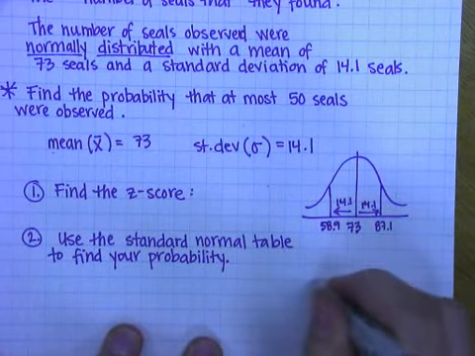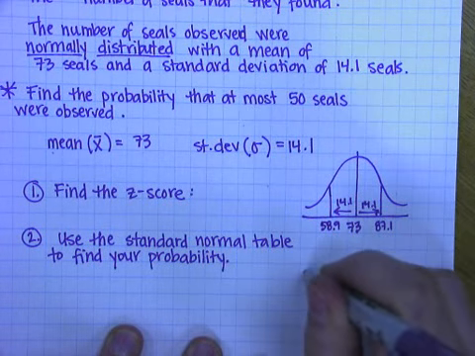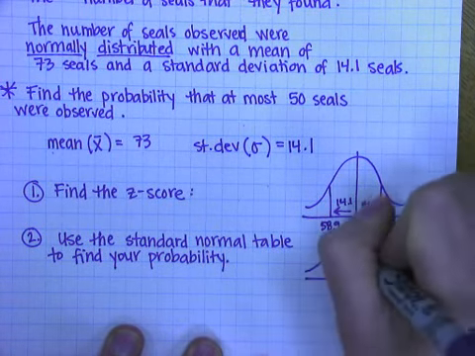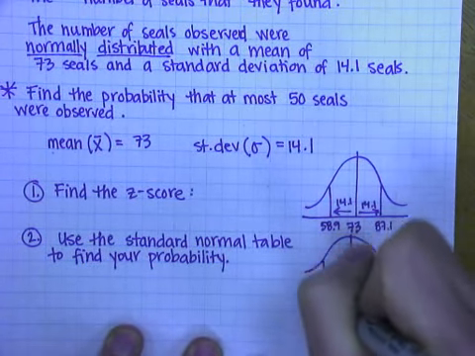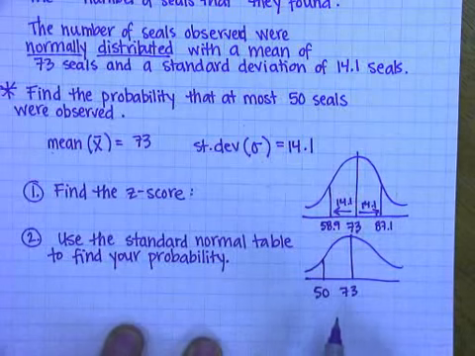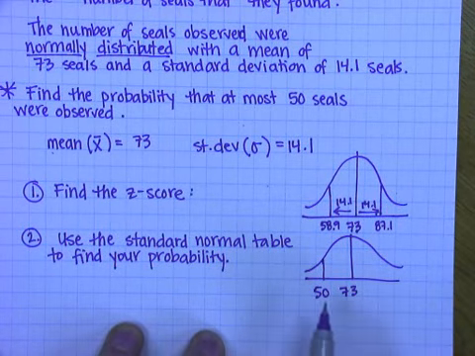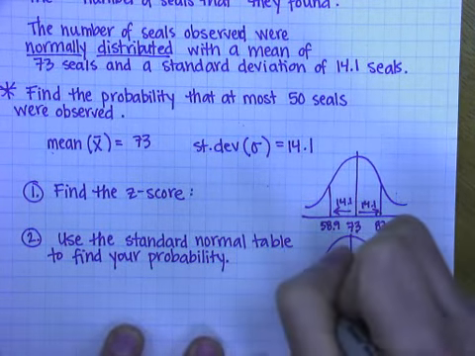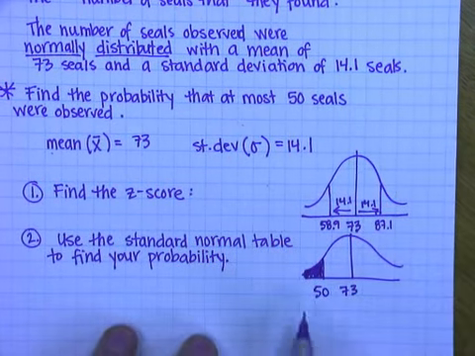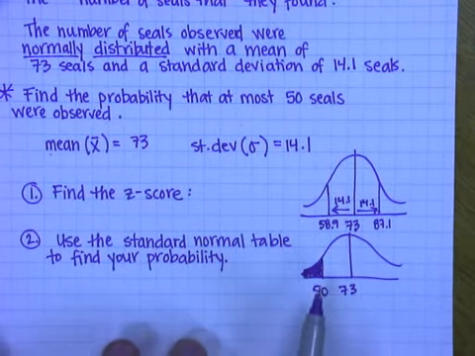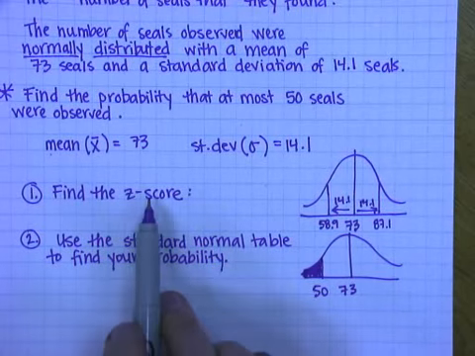So really what they want to know, here's a second bell curve. Here's 73. Let's see, and 50 is way down here. And they want at most 50, or 50 or less. So they want to know what's the probability in this end of your bell curve. Well, to figure this out, we're going to have to find our z-score.